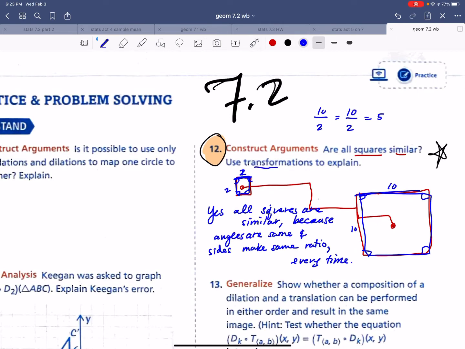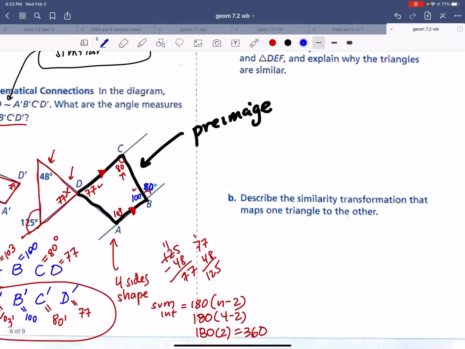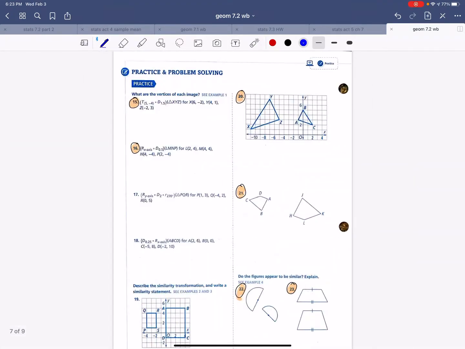It said to use a transformation to explain. So I actually showed I can translate, I scooted it over, like in my picture, and dilate, and it maps on top perfectly. Nice work. That's all for number 12.